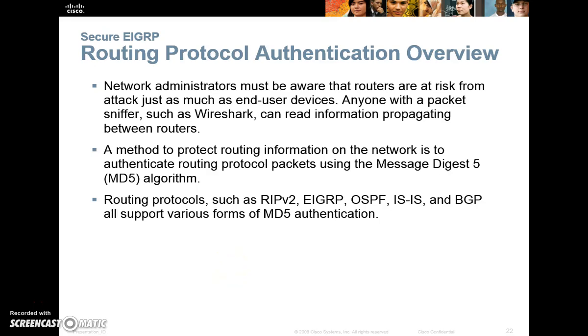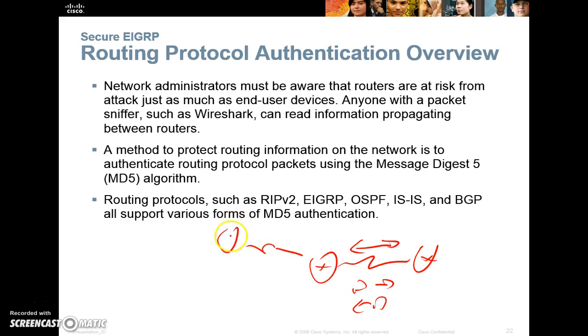Okay, EIGRP, like OSPF, also supports authentication. Authentication means that the two routers need to authenticate to each other before they send EIGRP packets and exchange their routing packets. This is the method to protect against a hacker who tries to connect to the router.